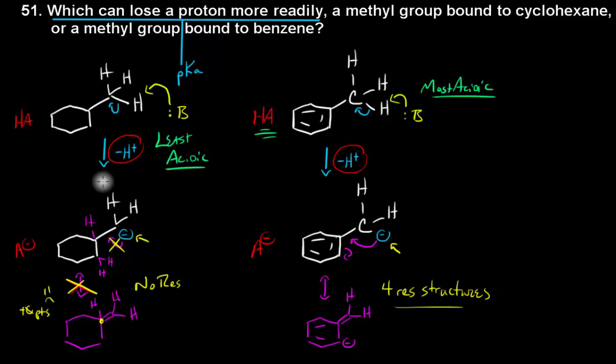All right, cool. Overall, not too terrible of a concept in terms of pushing electrons around. The kicker here for most people seems to be understanding that resonance is a stabilizing effect, and that stabilizing effect has a direct impact on acidity. Once you get that, you're good. All right, next question.